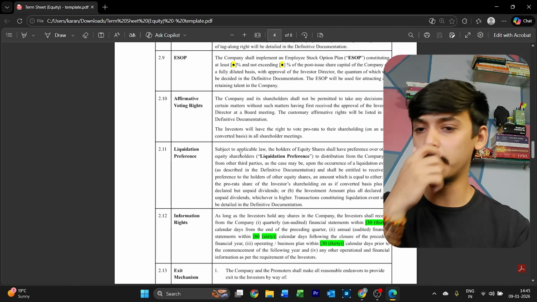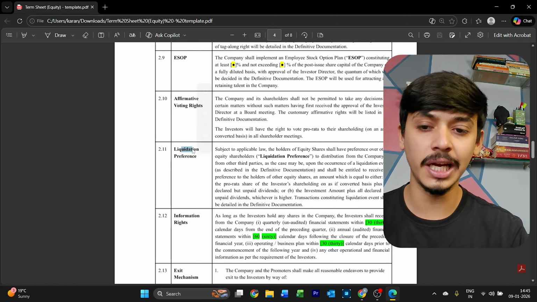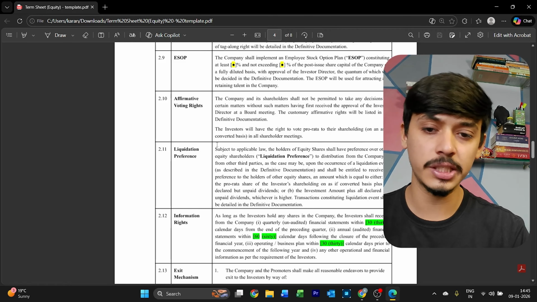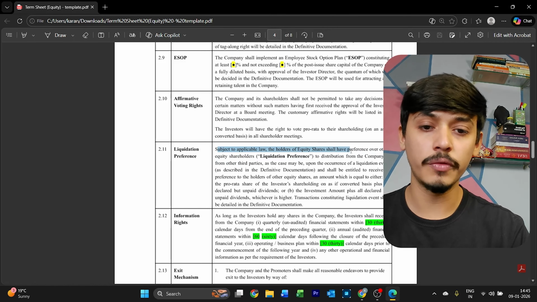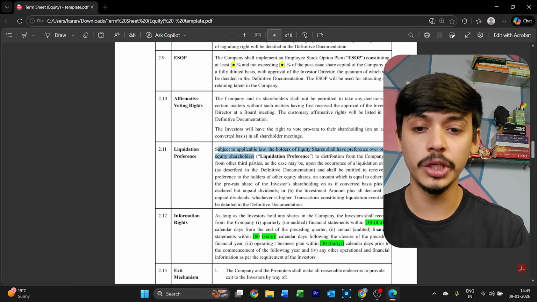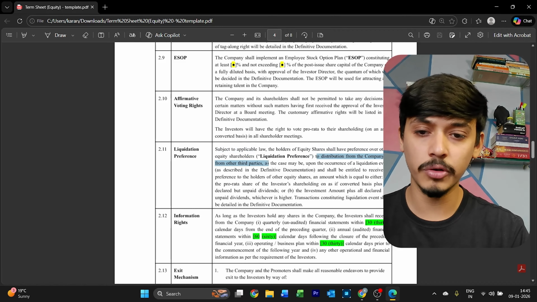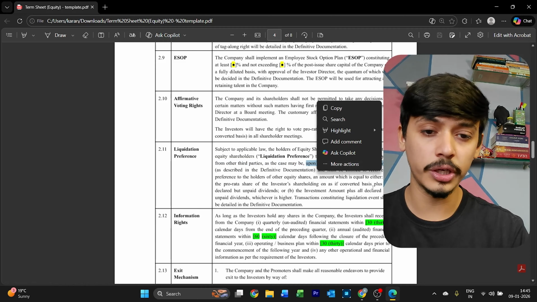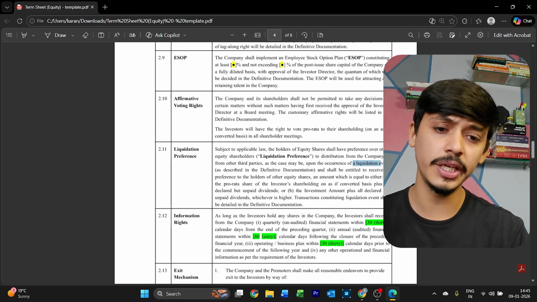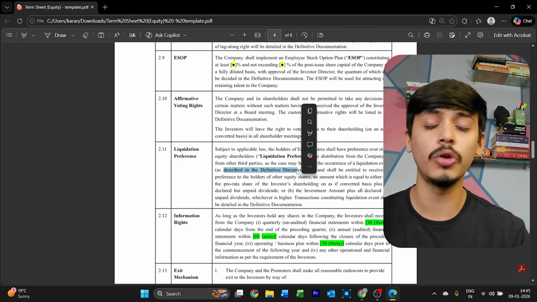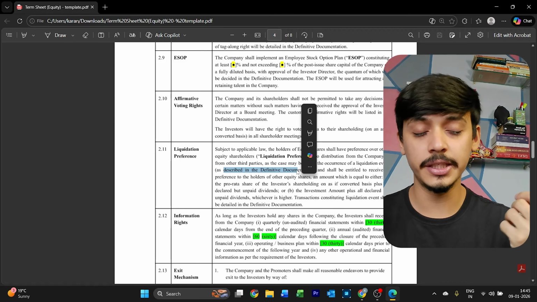The clause we have covered is 2.1.1 over here, and it mentions that subject to applicable law, the holders of equity shares have preference over other equity shareholders to distribute the company from the third parties upon the occurrence of a liquidation event. So the liquidation event has to be described in the definitive documents as to what exactly it is going to be.